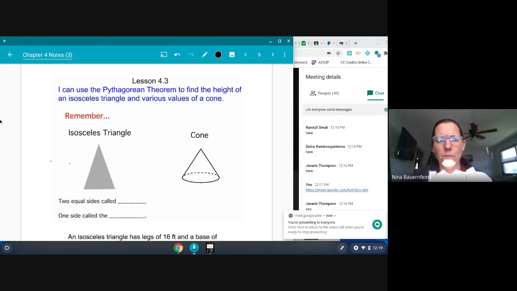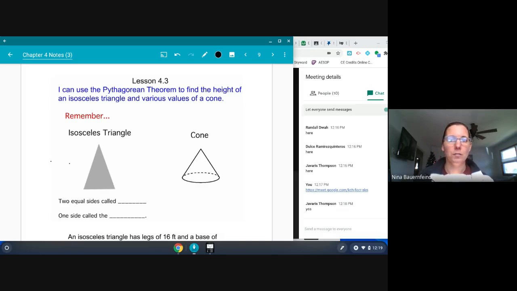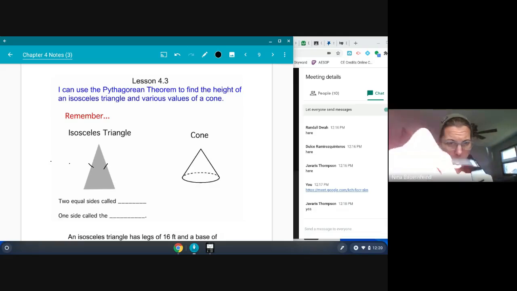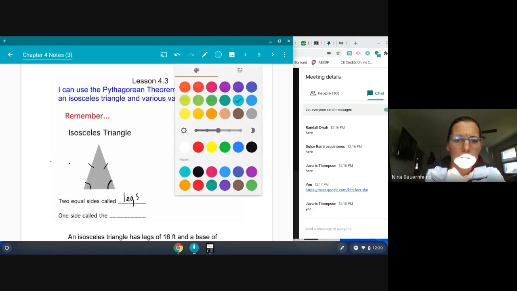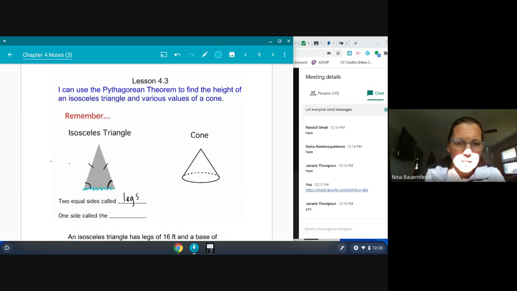Okay, so lesson 4.3 is on using the Pythagorean theorem to find the height of an isosceles triangle and various values of a cone. So remember that an isosceles triangle means that there are two equal sides. It means those two sides are equal, which also means these angles across from them are equal, okay? The two equal sides are called legs. And then the one side, so like this one right here, is called the base.